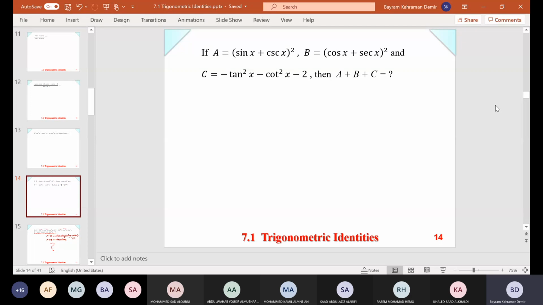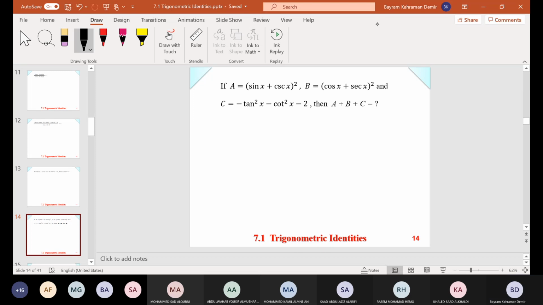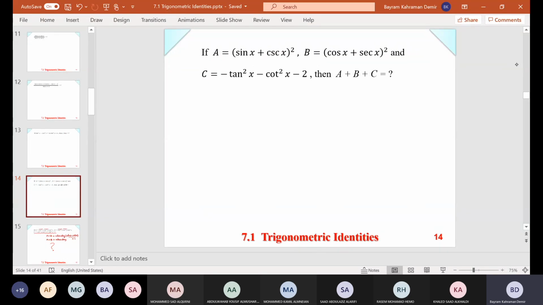Okay, let's start from this question today. A is the square of sine x plus cosecant x, and B is the square of cosine plus secant x, and C is negative tangent square minus cotangent square minus 2. Then what is A plus B plus C? So let's see what is A, everybody.